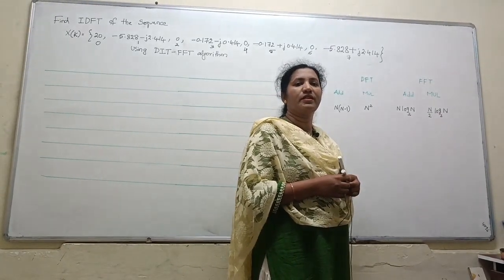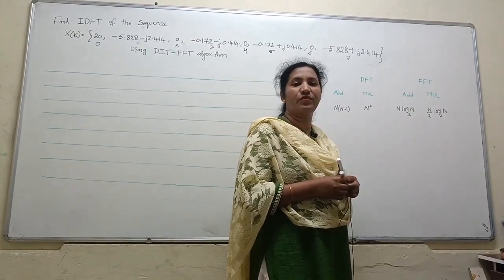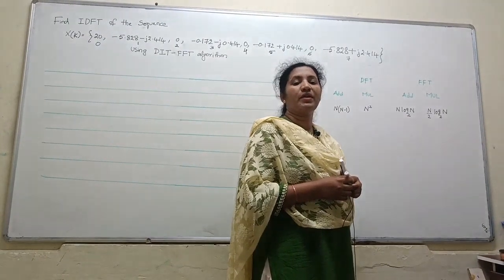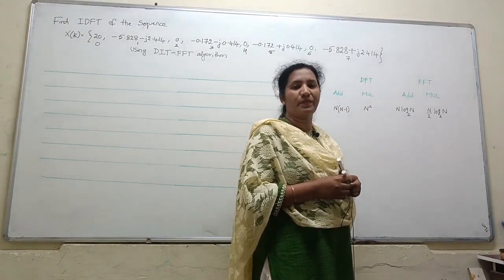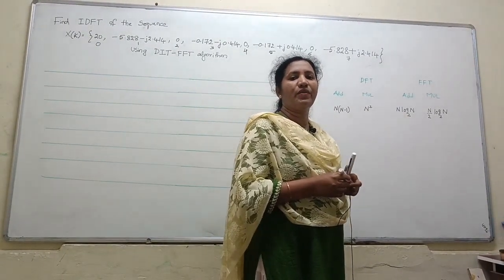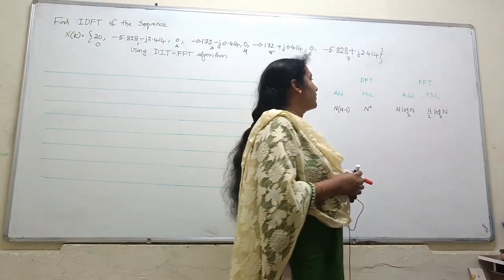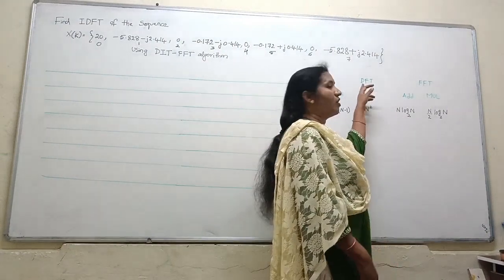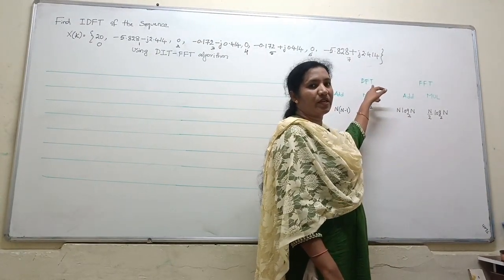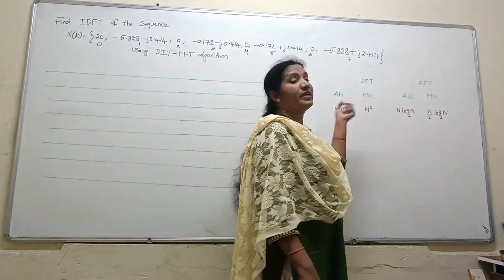Welcome students. Now we will see inverse discrete Fourier transform by using fast Fourier transform method. So we have a question: why are we going for the fast Fourier transform algorithm? When we perform any operation using the discrete Fourier transform, how many additions are required?